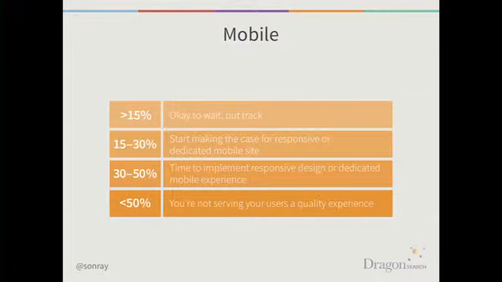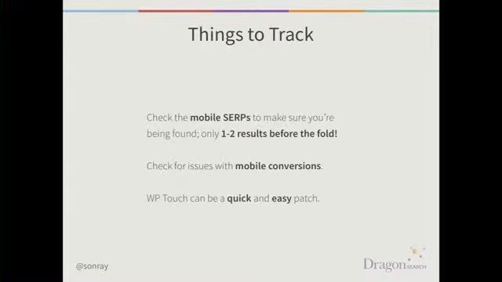General rule of thumb: if it's 15% of your traffic or less, it's okay to wait. It's not a high priority yet. If it's 15 to 30%, I start making a case with my clients for responsive design or a mobile-specific site to get it into their heads, so that when we get to 30 or 50%, it's already in the queue and we will be able to maximize that traffic and give the user the proper experience. Anything over 50%, it's way too late for you. You should have been on it already. Do it. Just do it.